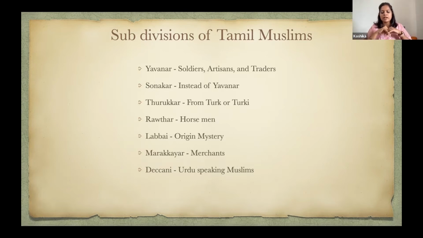Next are the Marikkars. Marikkars are the rich people of this subdivision. They were merchants and boatmen. They were kings of the sea; they ruled the sea. That is what we know about Marikkars.